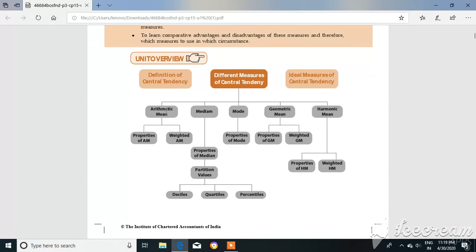So in this arithmetic mean we are going to consider properties of arithmetic mean and weighted arithmetic mean. For this median we are going to consider properties of median and partition values, those are deciles, quartiles or percentiles. Now for mode we are going to consider properties of mode. Geometric mean, again there are two sections, one is properties of geometric mean, another is weighted geometric mean, and the last is what? Harmonic mean. So it consists of two parts, that is properties of harmonic mean and weighted harmonic mean.